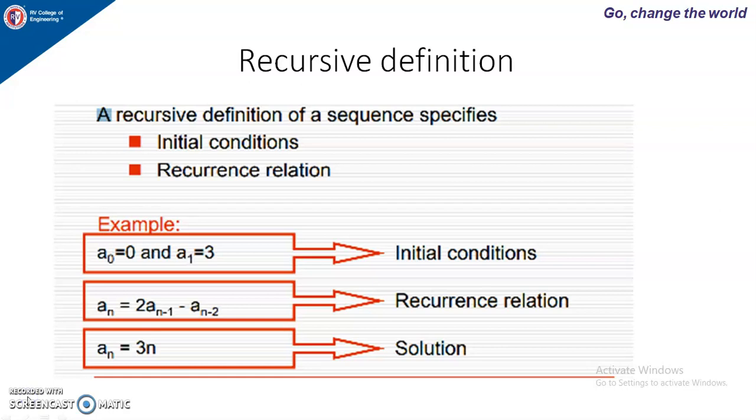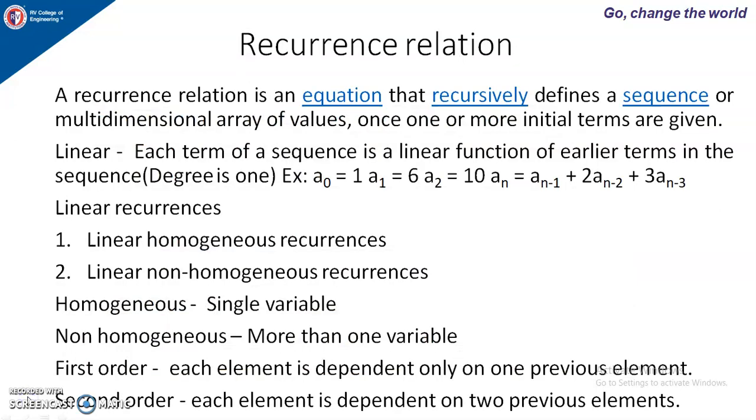A recursive definition of a sequence specifies initial conditions and a recurrence relation. Example, A0 = 0 and A1 = 3. This is the initial condition. An = 2An−1 − An−2 is a recurrence relation. The solution will be An = 3n. A recurrence relation is an equation that recursively defines a sequence or multi-dimensional array of values once one or more initial terms are given.